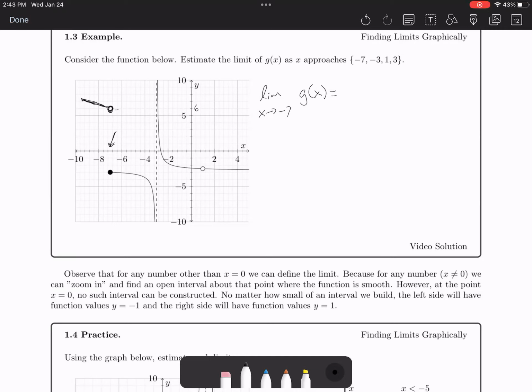But from the right-hand side, when x approaches -7, this function looks like it's approaching, what's this y value? -3. So if the function approaches 2 different real numbers from either side, then the limit is not well defined. You don't have a real number there, so this does not exist. The limit does not exist in the case of jump discontinuities.